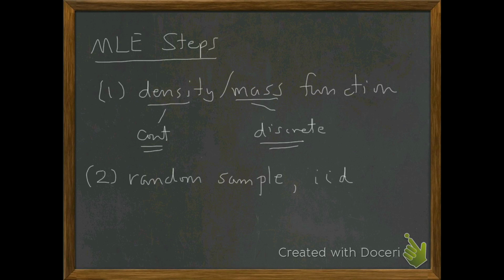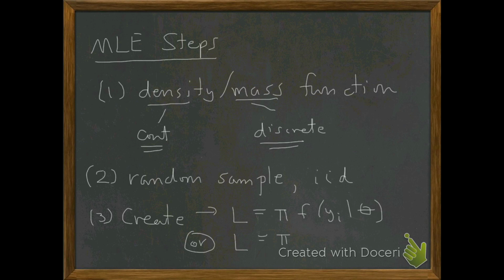So third thing we do, create our likelihood function. So this is either going to look like the likelihood is going to be the product of our f of y sub i's given theta, or the likelihood is going to be the product of p of y sub i's given theta. And again, depending on whether we have the continuous or the discrete case.